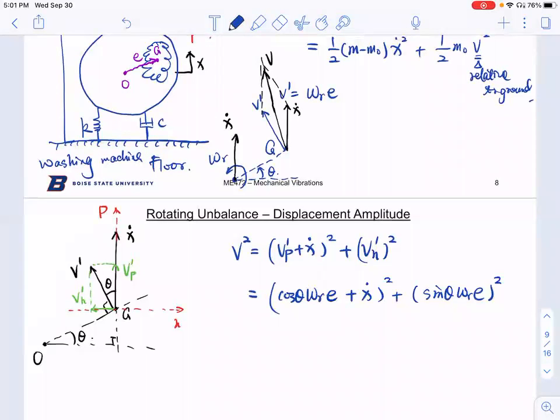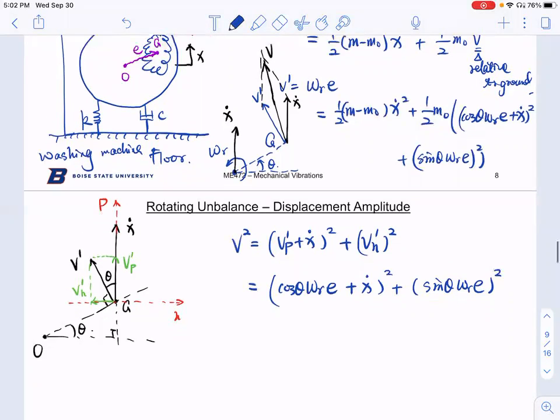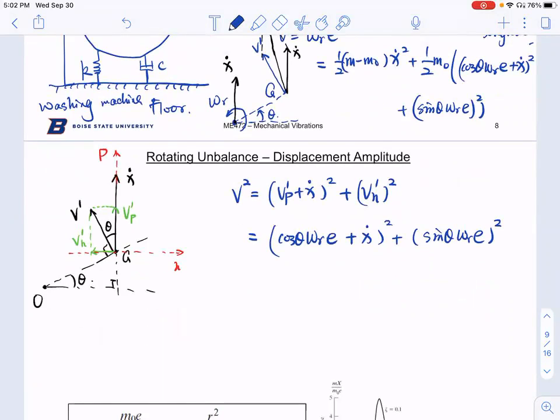Then you can plug this back into the original equation, and you're going to have half (M minus M naught) x dot squared plus half M naught times all these terms: (cosine theta omega r e plus x dot) squared plus (sine theta omega r e) squared. And then you can further simplify it.